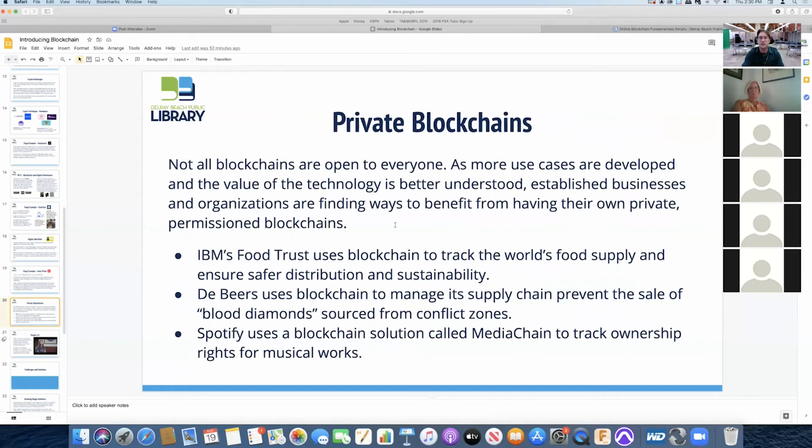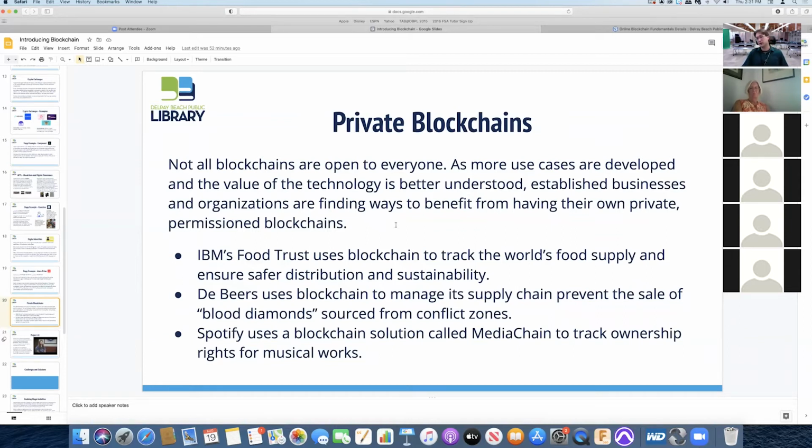So I want to talk a little bit about private blockchains. Not all blockchains are open to everyone. I mean, the ones that we've talked about so far, Bitcoin, Ethereum, and Cardano as well, are public blockchains. So anyone can get involved with them, and buy the cryptocurrency associated with them, or create a DApp, as long as you're willing to pay the gas fees and do everything you need to participate in the network. But it's open to everyone.